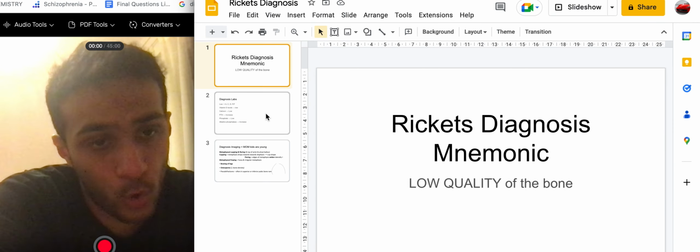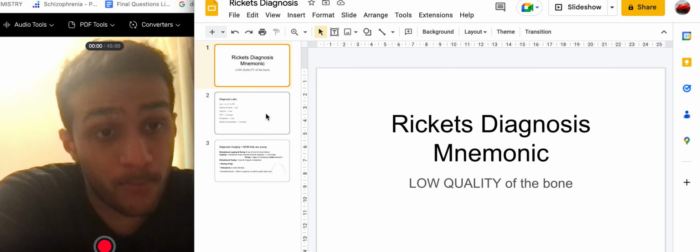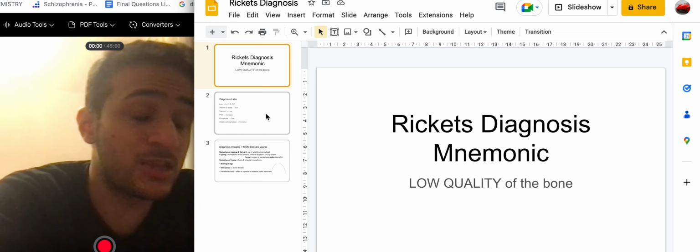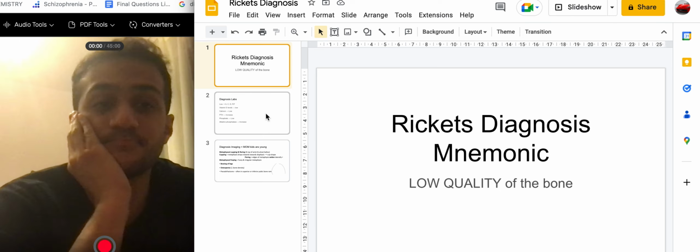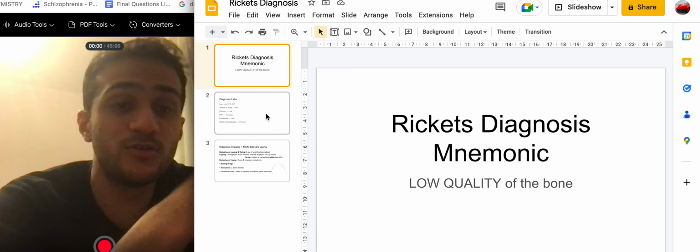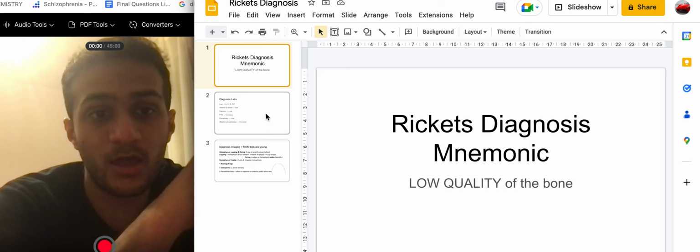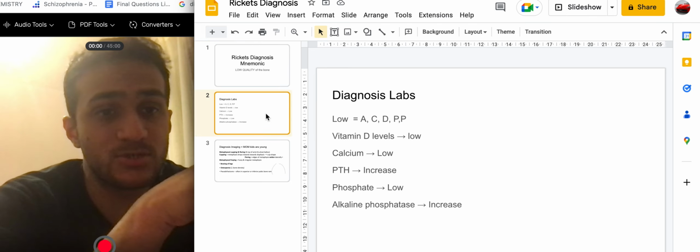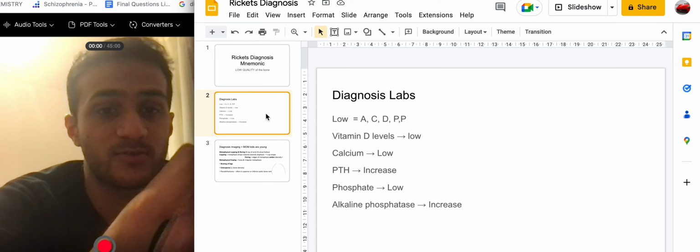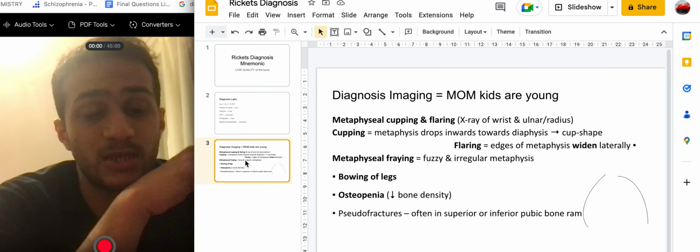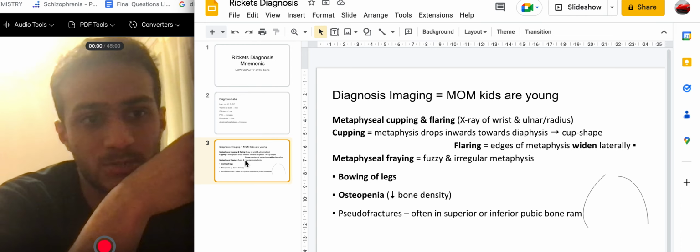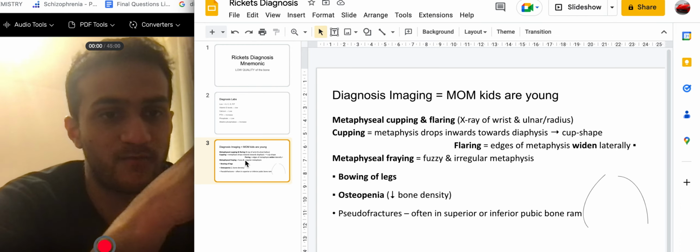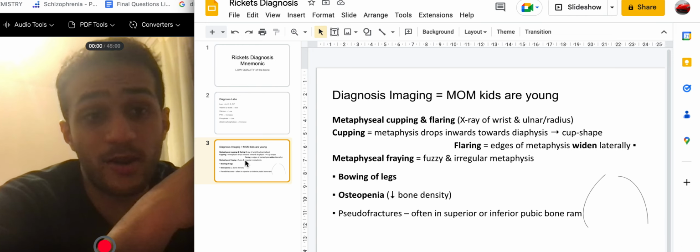Rickets means low quality of your bone, and that is due to the fact that you have a lack of phosphate or vitamin D. Labs are going to be your alkaline phosphatase, your vitamin D, calcium, and phosphate. Then the diagnosis is going to be your MOM: the mnemonic MOM, metaphyseal cupping and flaring, osteopenia, and metaphyseal irregularities or fraying.